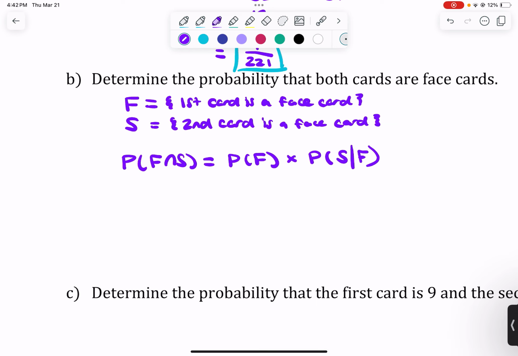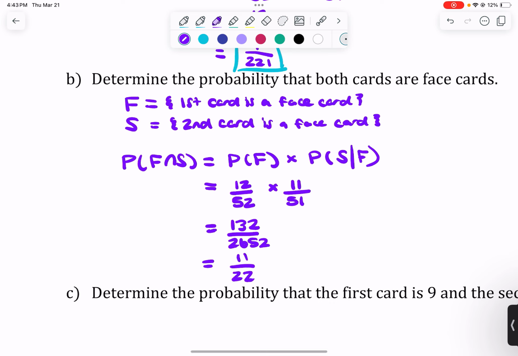Okay. Taking a look at that face card. So face cards are cards with a jack, queen, or king on it. There's a jack, queen, or king out of all 4 of those available suits, which means there are 12 face cards in a deck out of 52. And my next one, if I pull out a face card first, that means there's only 11 left, with a total of only 51 cards remaining, leaving me with 132 over 2652, which does reduce to 11 over 221.